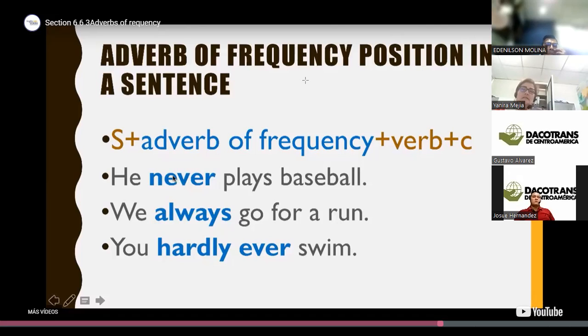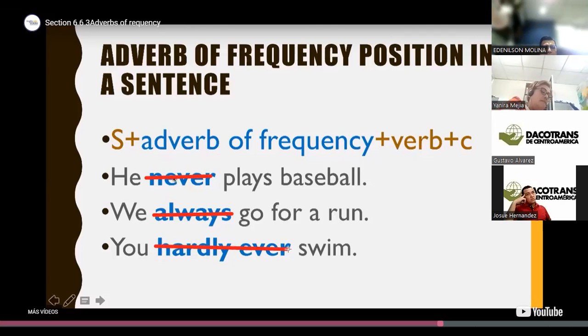And the last one, let's take a look at the last one. Josué, please read the last one. You hardly ever swim. ¿Cómo quedaría mi expresión sin esta frecuencia? You swim, right? Tú nadas. Pero como me pregunta por frecuencia, look, you hardly ever swim. ¿Ya? Es para que ustedes vean que la oración sí tiene lógica o sentido si nosotros le quitamos el adverbio de frecuencia. ¿Ok? Tiene un sentido lógico.